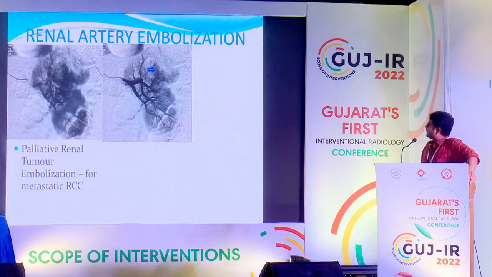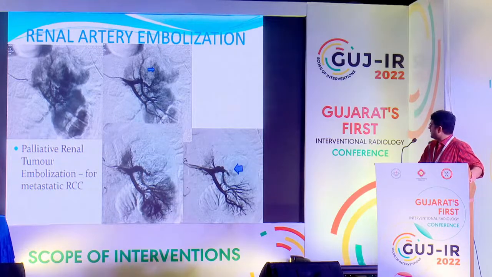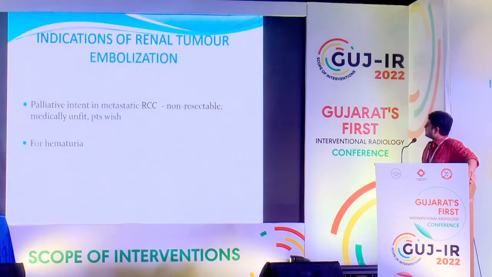You can see the tumor blush. Blue arrow shows the blush, and this is a left renal artery angiogram. This is post-embolization. Rest of the arteries are patent. We have only stopped the blood to the tumor, so there is tumor necrosis and some survival benefit. Also, this is done in a metastatic patient where there is hematuria.